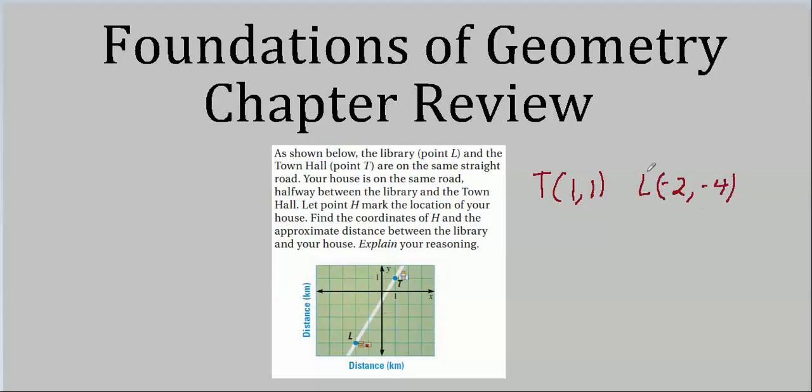Let's not forget our midpoint formula. Remember? X sub m, the x-coordinate of the midpoint, is x1 plus x2 over 2. So let's try it. 1 plus -2 over 2. Well, that looks like -1/2 to me. That is x sub m.